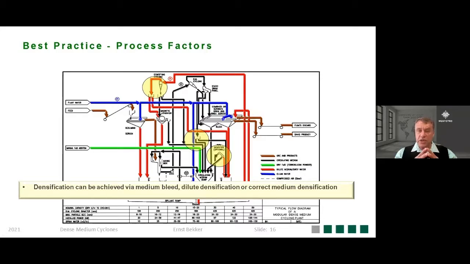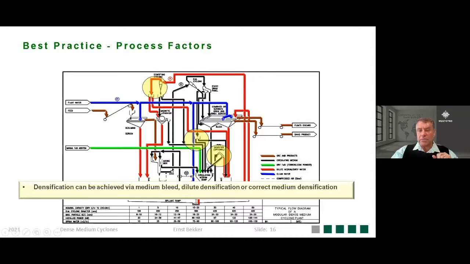But if you need to remove a lot of water, you cannot always bleed enough of the media out. And this bleed is not always constant. You bleed as you require to remove water, and that again puts a bit of load on the magnetic separator. Then you've got a dilute densification circuit. That's normally used on smaller plants where you try to save on equipment, because you use the pump to the cyclone, and then you can just gravity feed the magnetic separator.